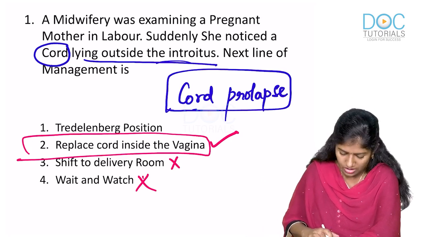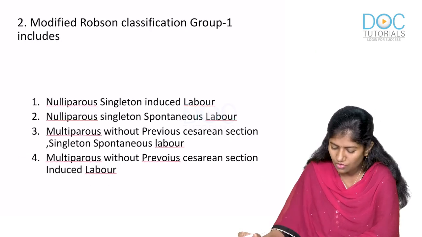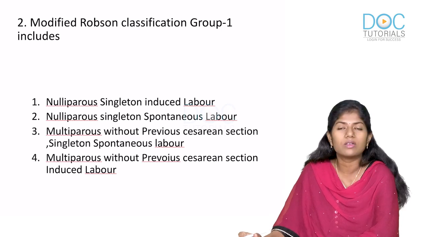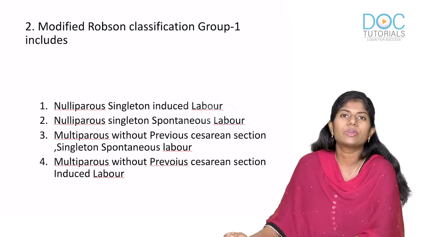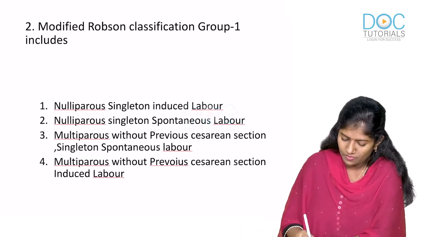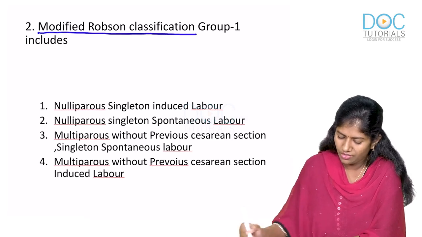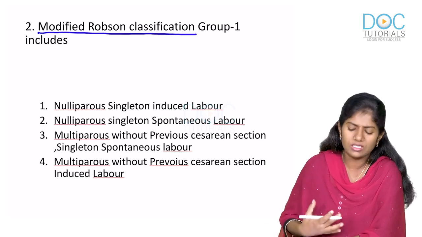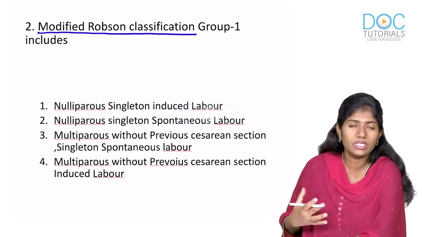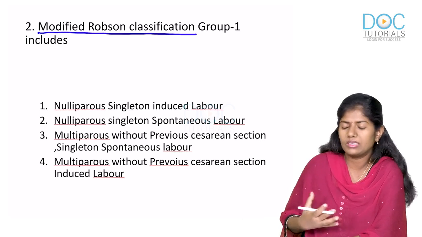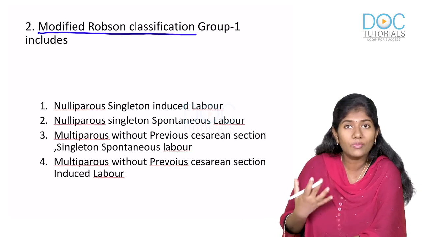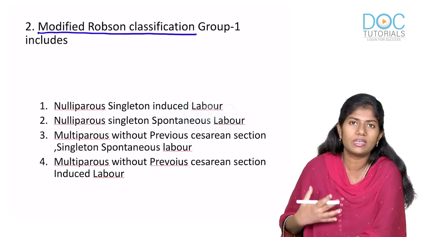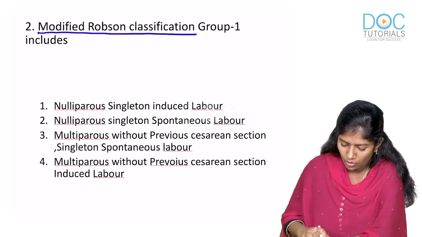Okay. So next question here is on modified Robson classification. What is modified Robson? This classification system helps to compare cesarean rates between hospitals. Like say whether the cesarean has been performed with valid reason or what was the indication for cesarean. So that is what is modified Robson classification. And according to this, we have 10 different segments in this modified Robson classification.